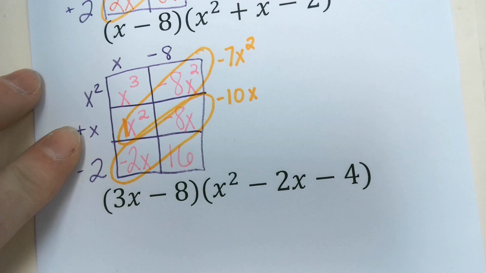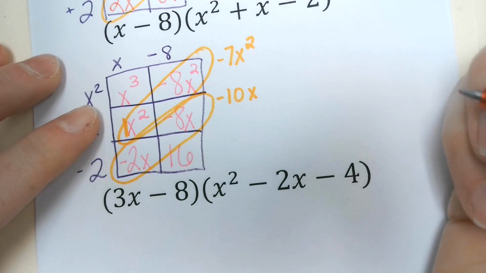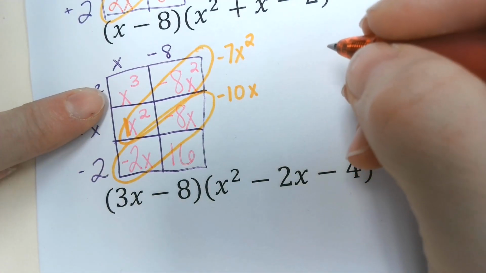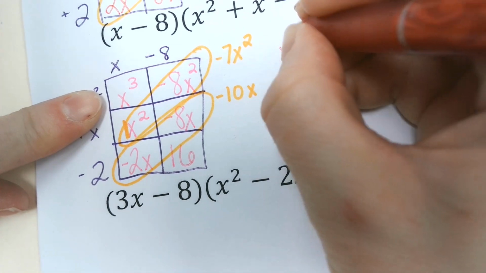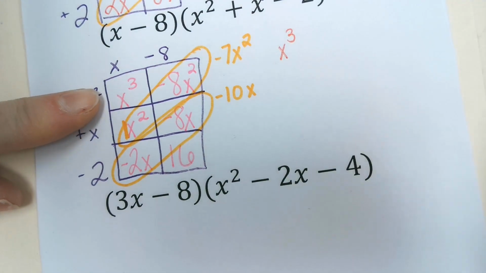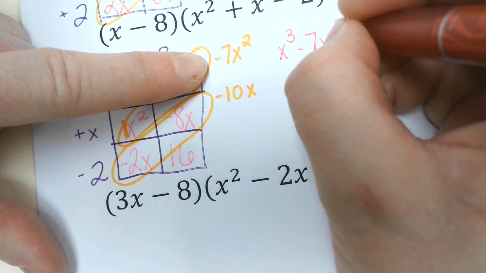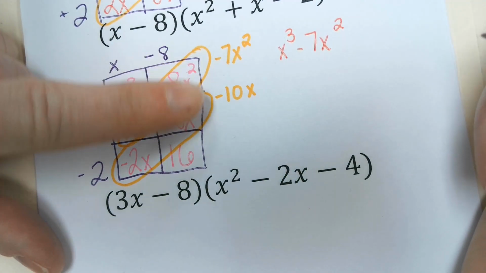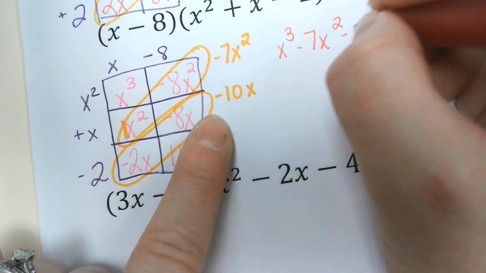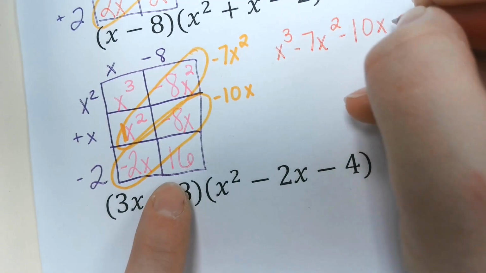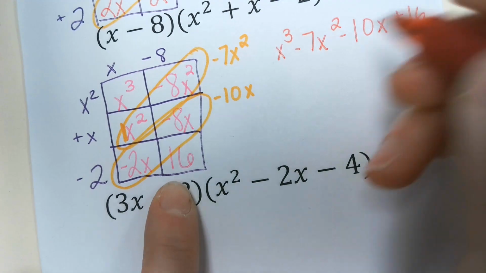So once you get your diagonals added together, you can write your final answer. Start with your top left box, x cubed, and then decrease by exponent. So it'll be minus 7x squared, minus 10x, and then your bottom right box, plus 16.